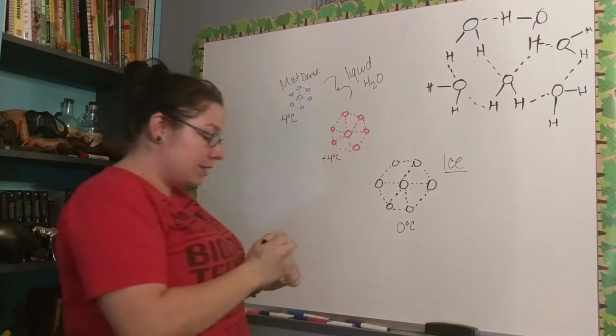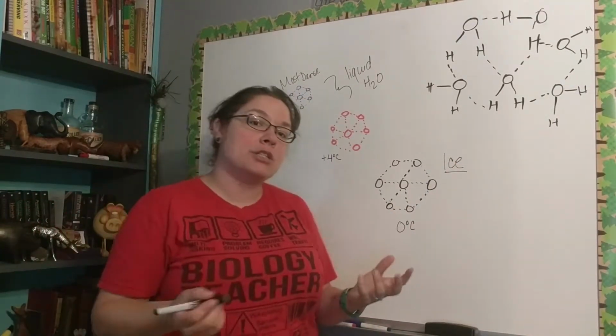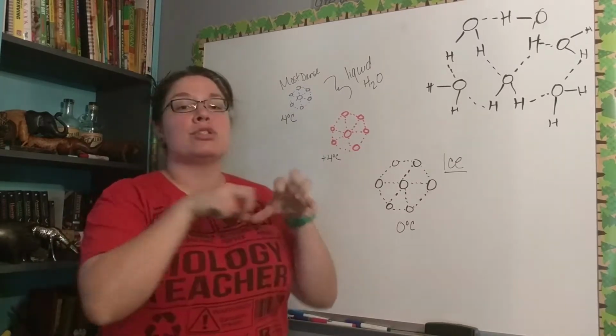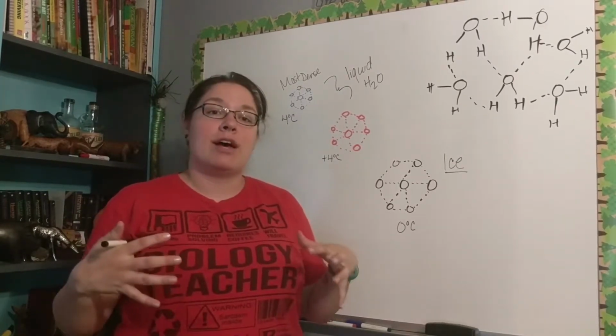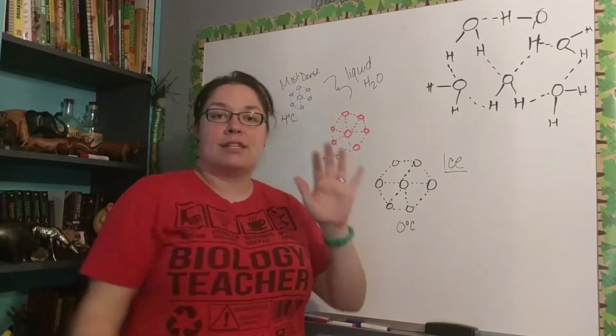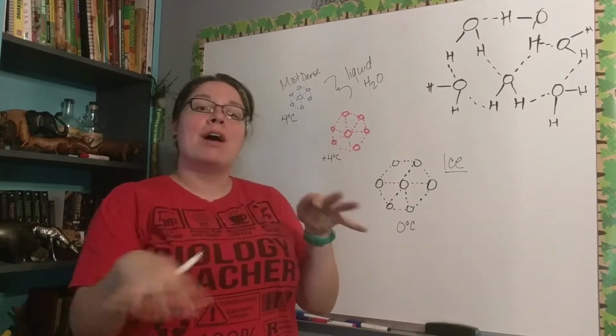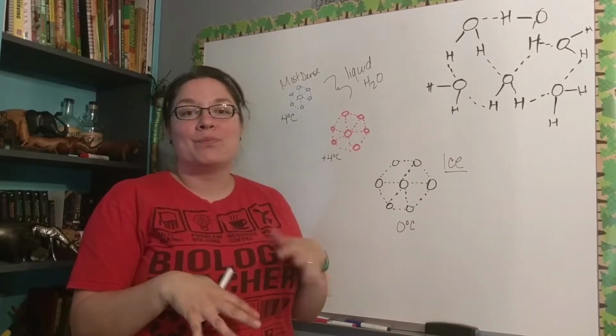Okay. So the reason why ice floats is that the hydrogen bonds are so spread out that it is very not dense, and so it's going to float on top of the warmer water below.